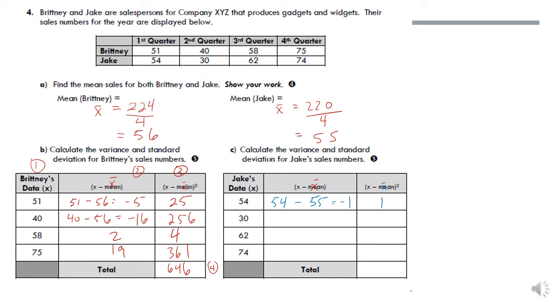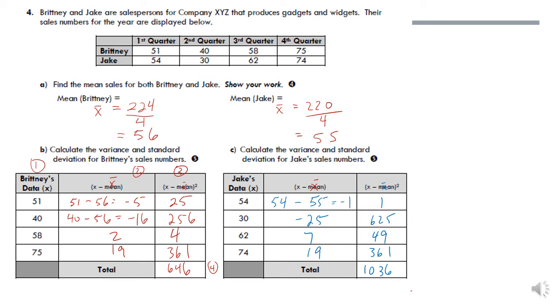Keep using 55, do the subtraction. You should get -25, 625, 7, 49, 19, 361. Add them all up, 1,036.